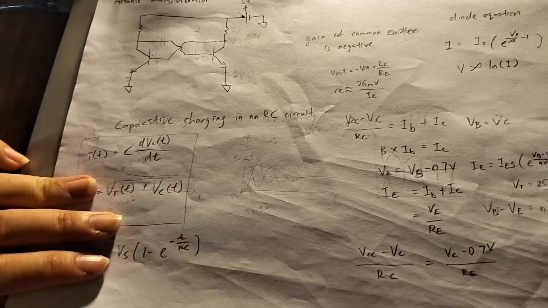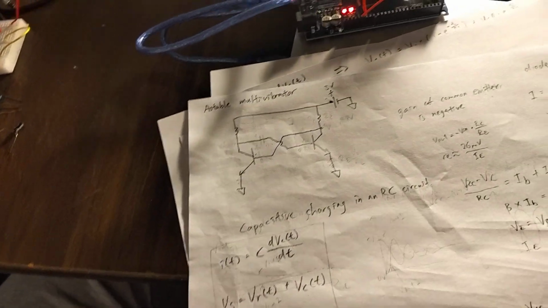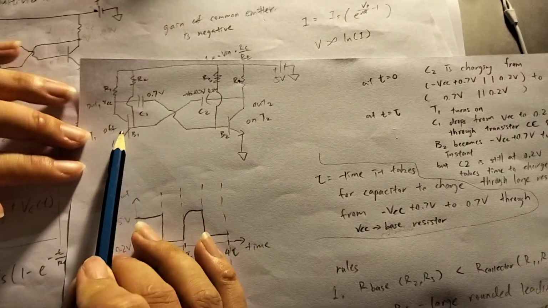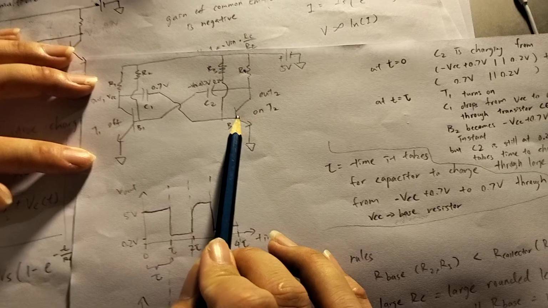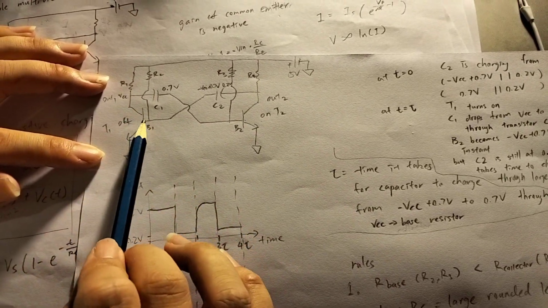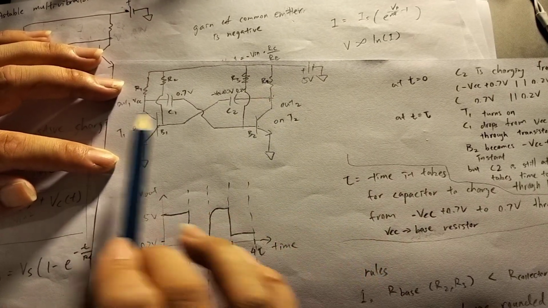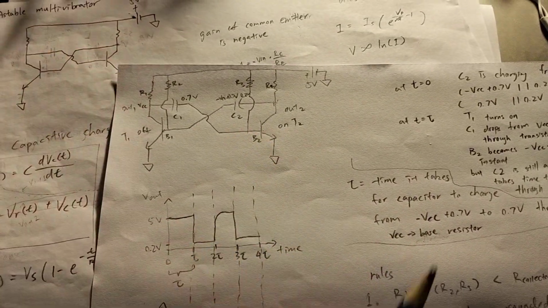The first thing to note is that the astable multivibrator circuit itself looks like this. Over here you can see that the base of one of the transistors is hooked up to the collector of the other one and vice versa. So ultimately it comes down to this configuration.